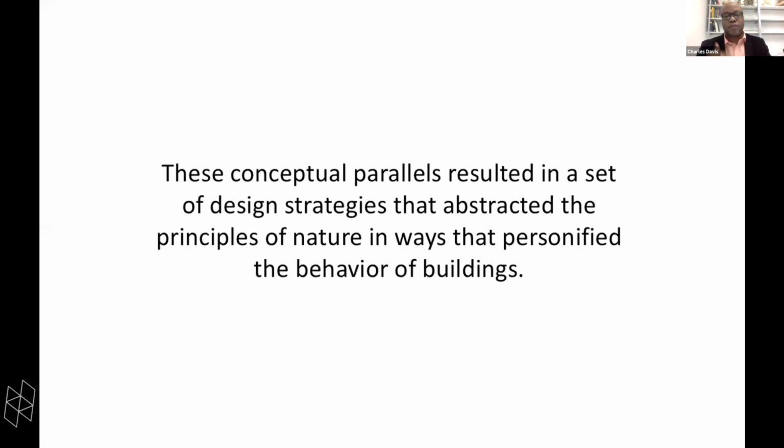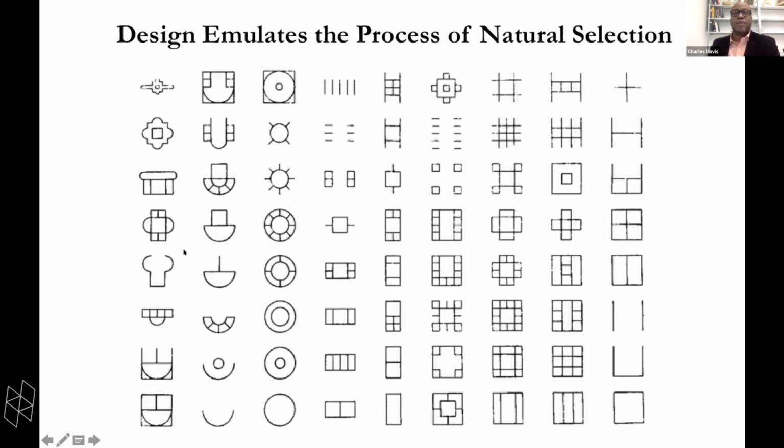And so I'm really trying to pinpoint the ways that these conceptual parallels resulted in a now stabilized set of design strategies that would abstract the natural principles of universal orders, and then literally personify the behavior of buildings so that they could have characteristics that would mirror the racial and ethnic characters that were perceived to exist within national groups.